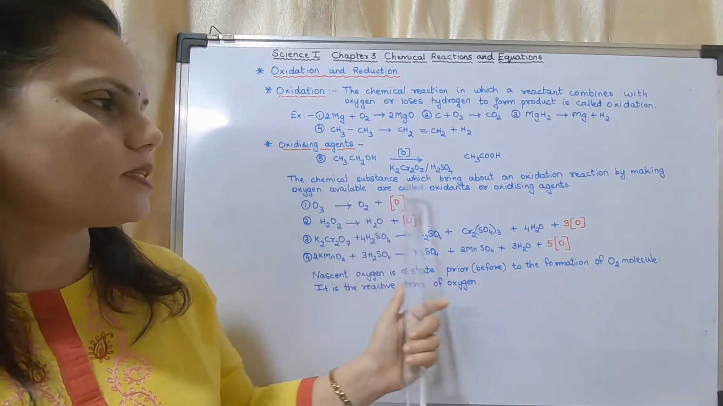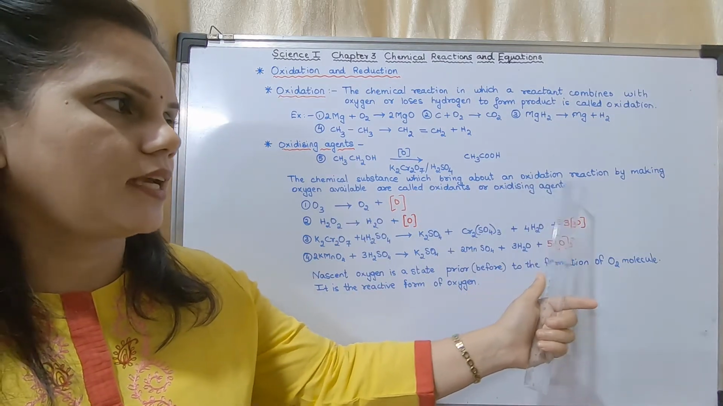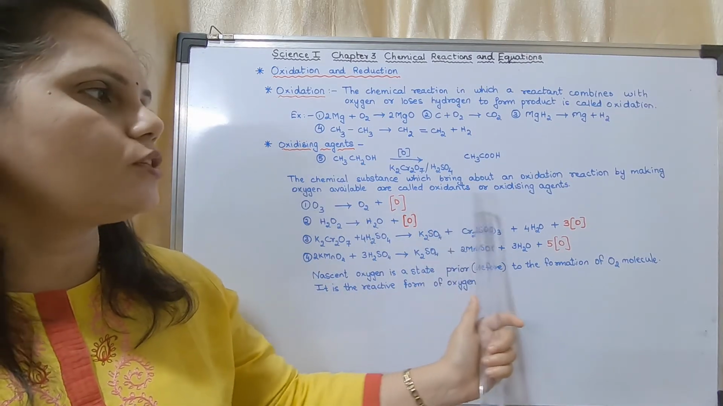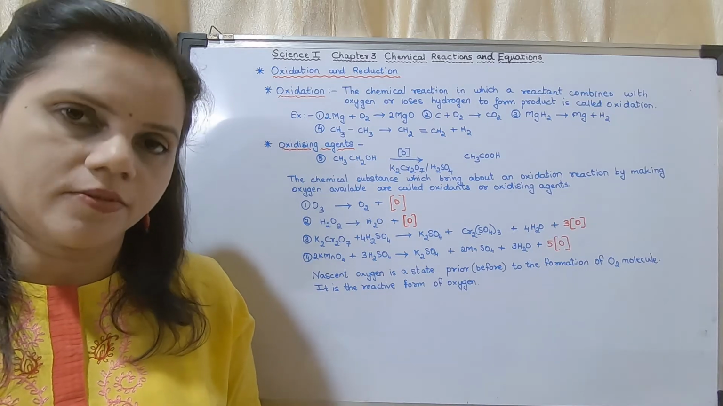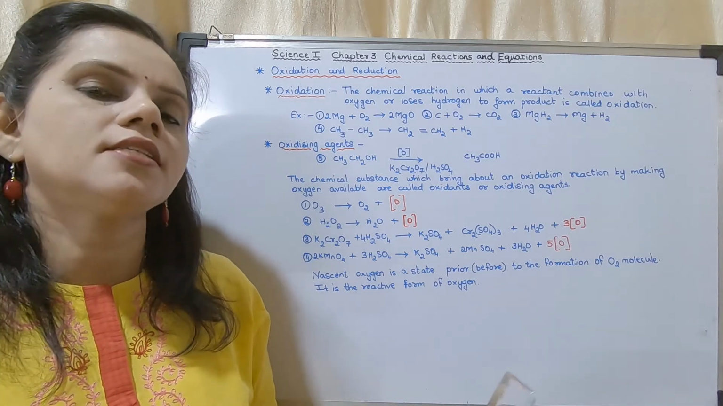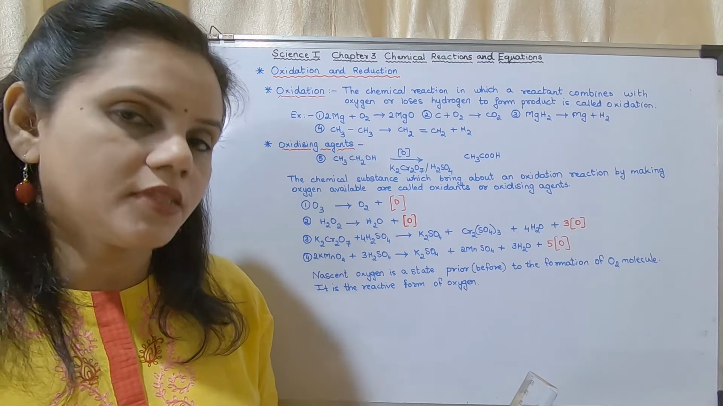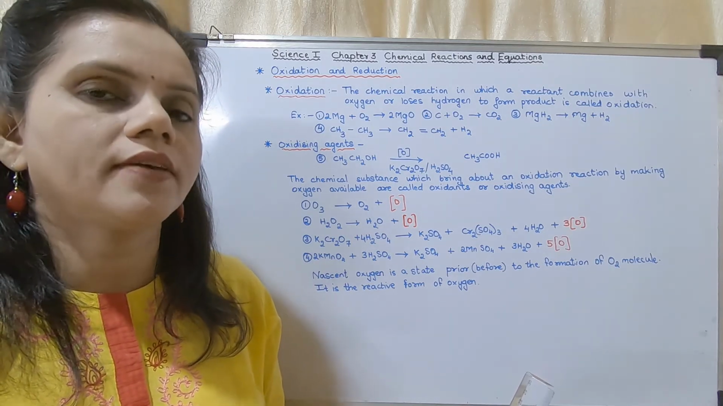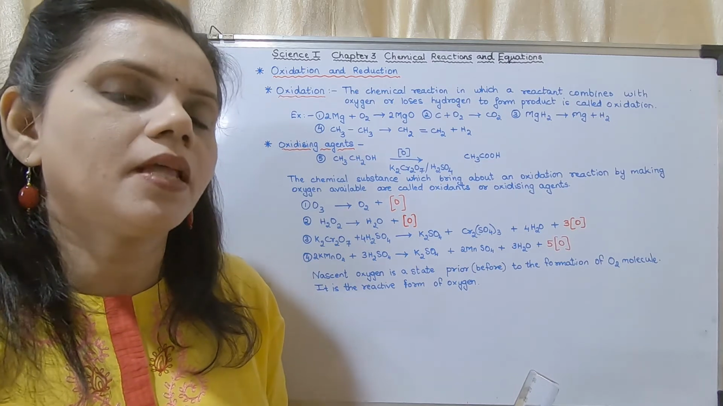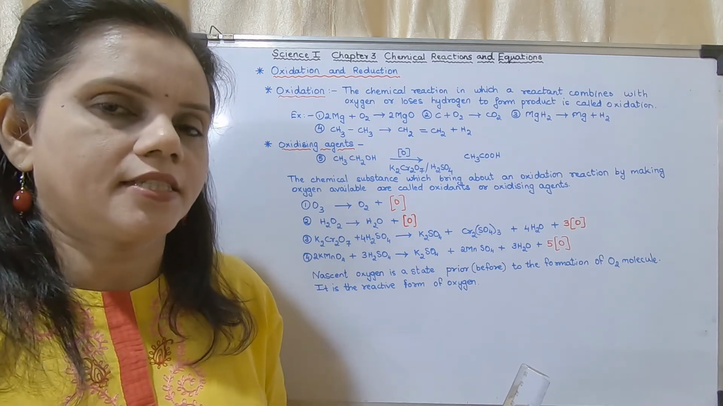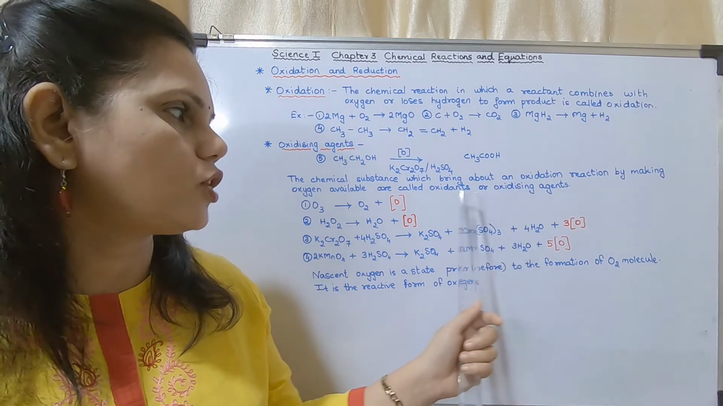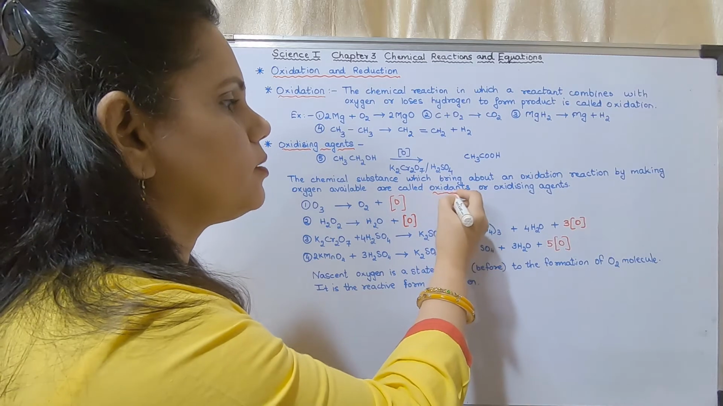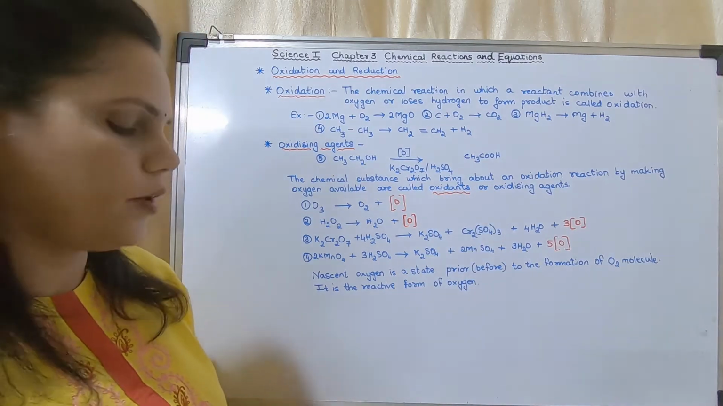So the chemical substances which bring about an oxidation reaction by making oxygen available are called oxidants or oxidizing agents. Okay, so what are oxidizing agents? The chemicals which make oxygen available to other reactants. That is called oxidizing agents, also called oxidants. Okay, you may note this term oxidants. It is very important.